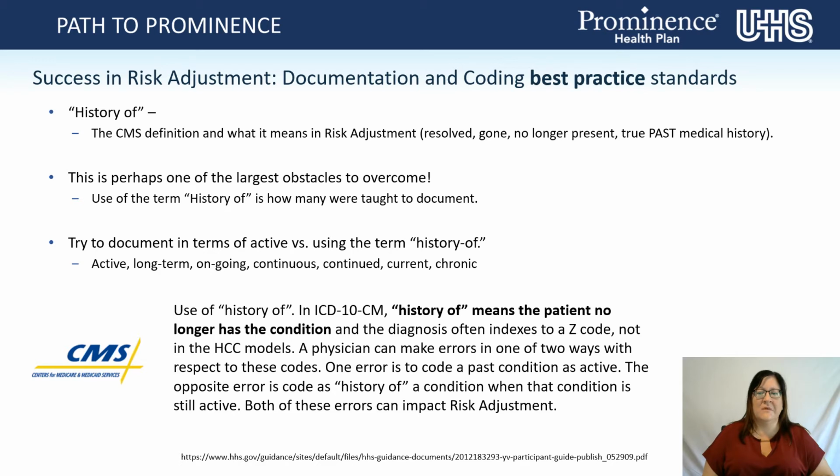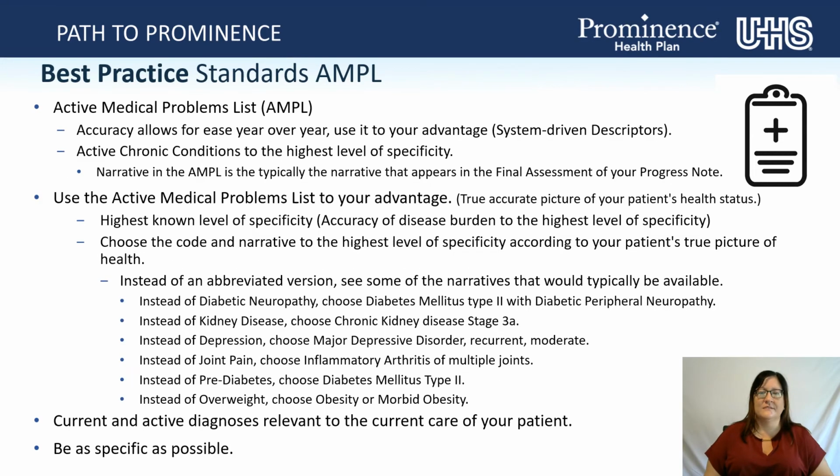A physician can make errors in one of two ways with respect to these codes. One error is to code a past condition as active. The opposite error is to code history of a condition when that condition is still active. And both of these errors impact risk adjustment. So refrain from using the term history of in your clinical documentation, specifically when it is an active chronic condition being monitored by you. Some best practice suggestions and standards around your active medical problems list.